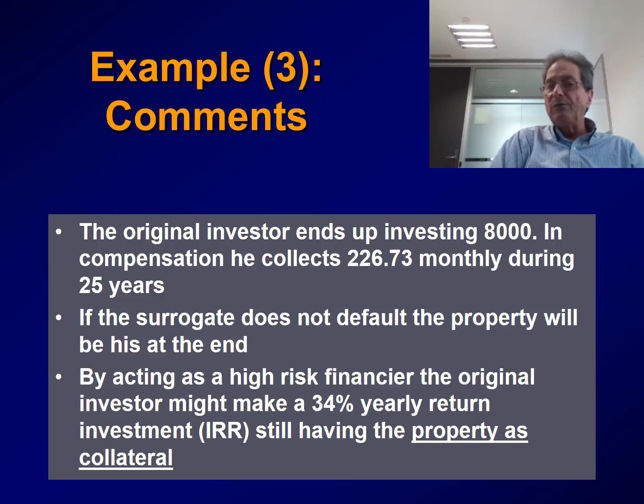By acting as a high-risk financier, the original investor makes a 34% yearly return, and in addition, he has the property as collateral, because if the surrogate investor fails to pay, the original investor retains the property in his own name. So the risk is relatively quite controlled.